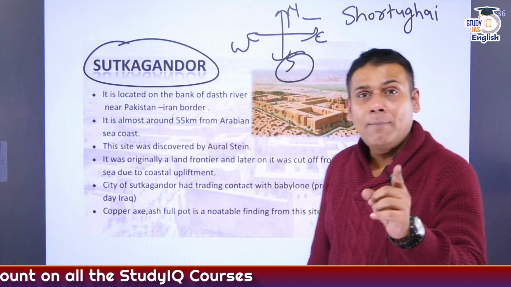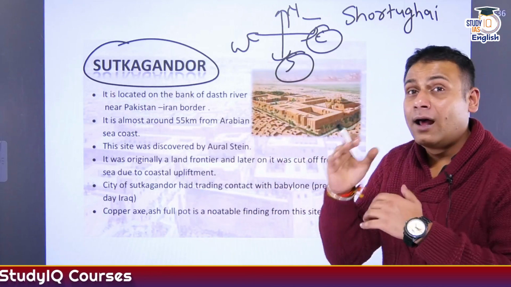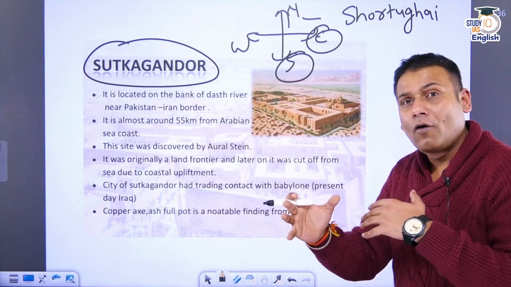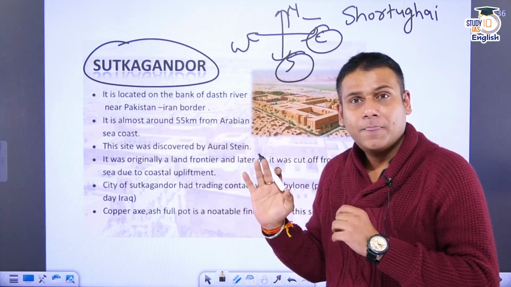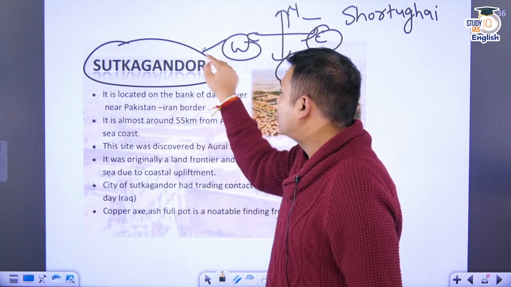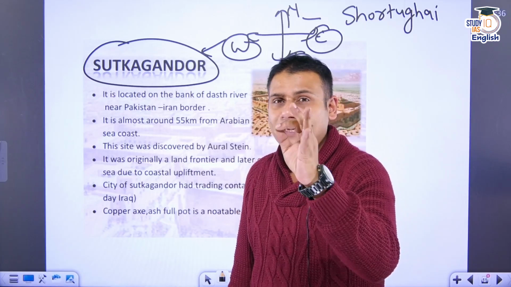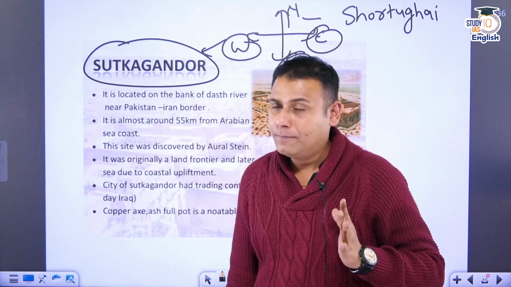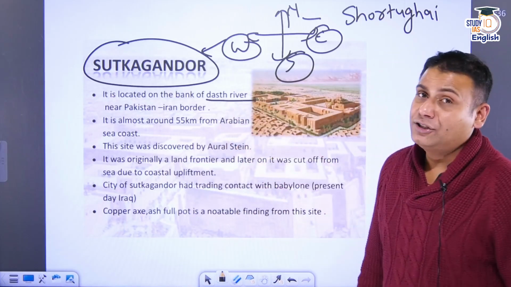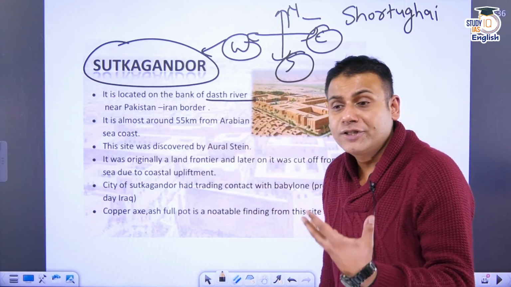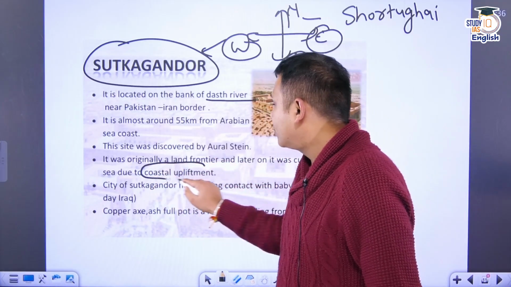Southernmost site is Daimabad, located in Maharashtra. The easternmost site is Alamgirpur, located near Meerut on the banks of river Hindon, which is a tributary of river Yamuna. And the westernmost site is Sutkagendor. Okay? Now, two things need to be remembered about Sutkagendor. First thing, this site is located on the banks of river Dasht, and it was created by coastal upliftment. I repeat, this site was created by coastal upliftment.